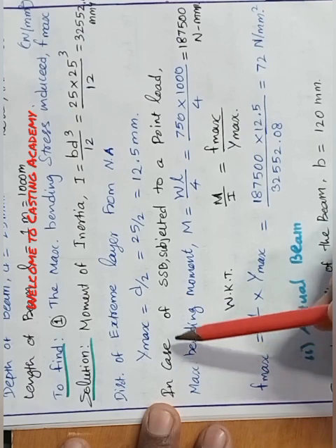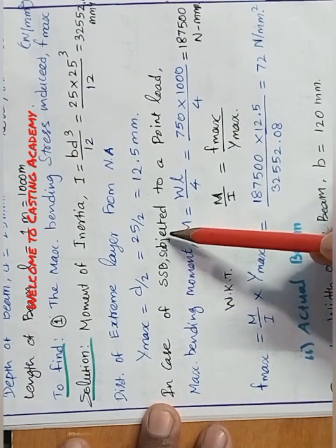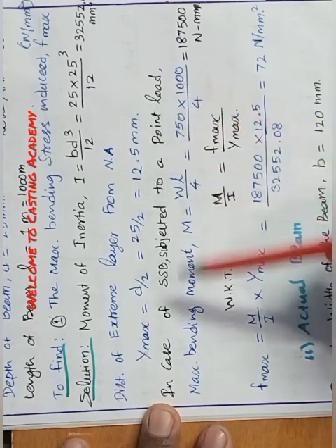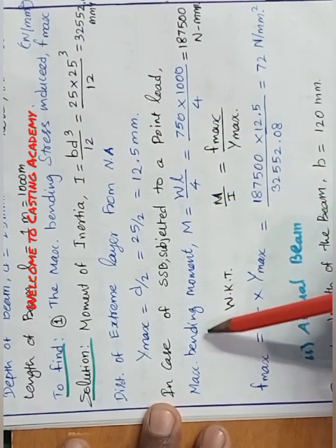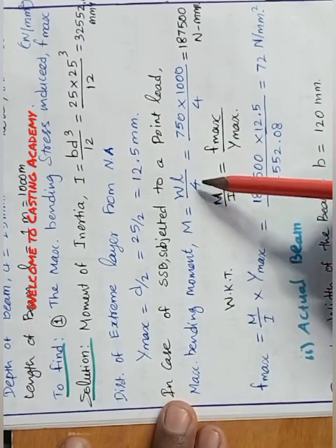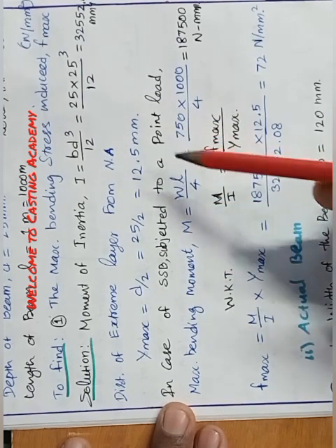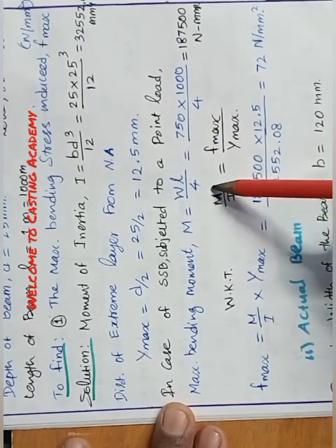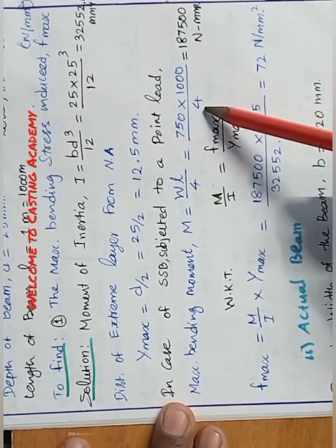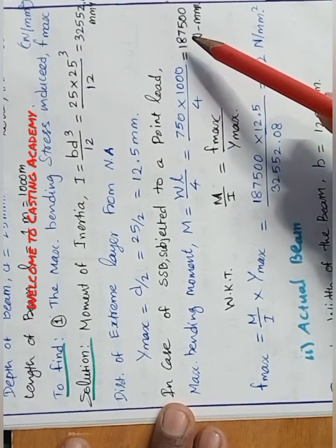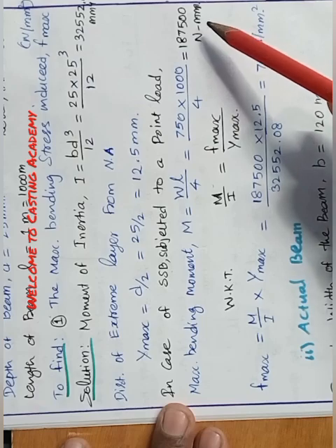In case of simply supported beam subjected to a point load, maximum bending moment M equal to WL divided by 4. So simply supported beam, point load, the maximum bending moment M equal to WL divided by 4. 750 into 1000 divided by 4. Answer is 187500 Newton mm.